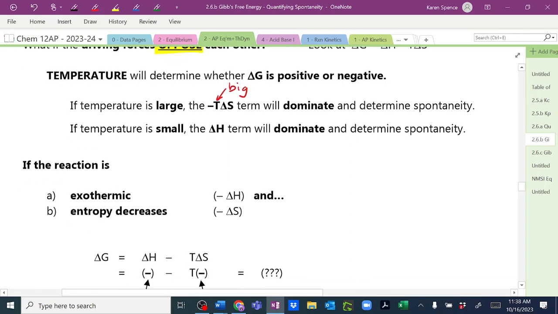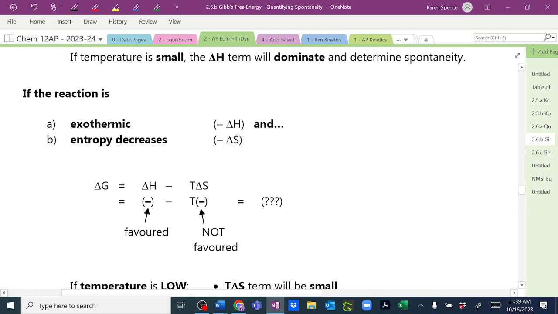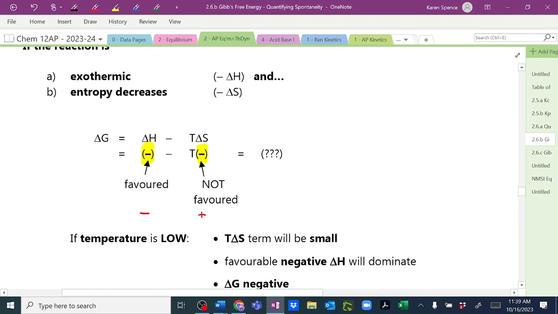Yes. Okay, so let's say we have exothermic, so delta H is negative, and entropy is decreasing, so delta S is negative. So now we have a negative and a positive. It's going to depend on whether, if T is big, the positive will dominate.